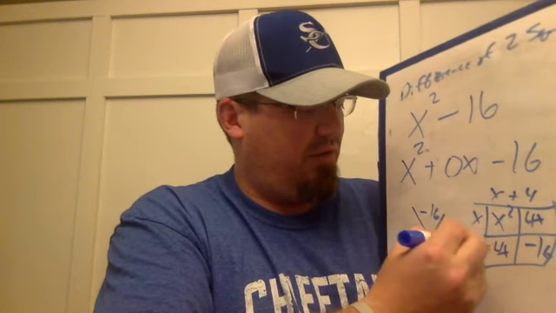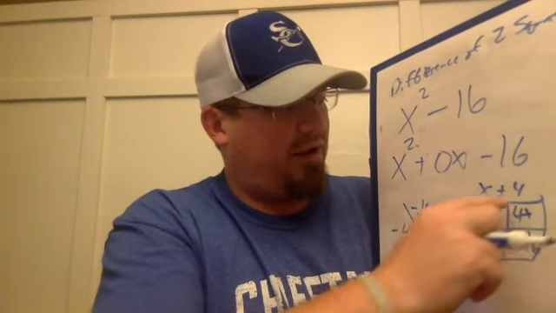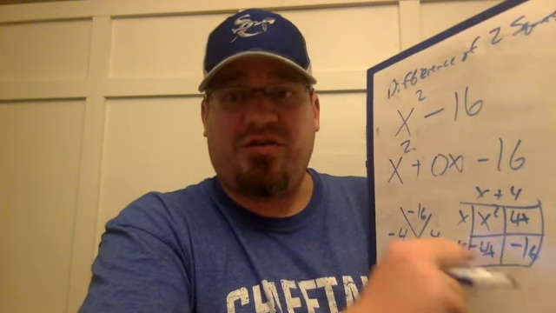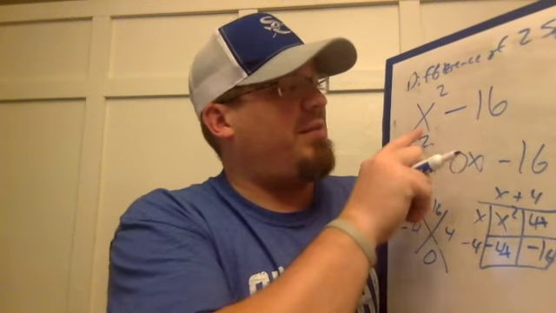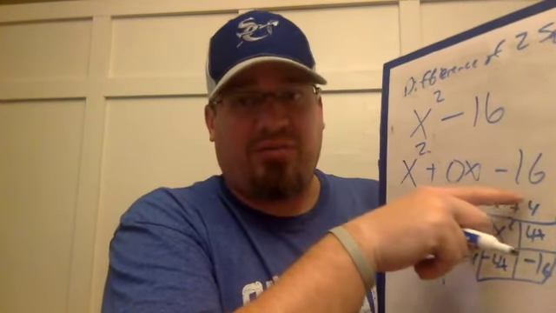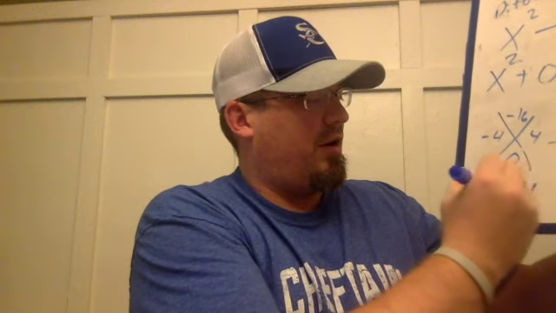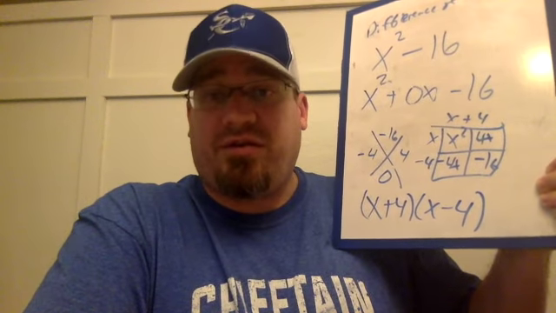That would be, of course, negative 4 times x gives me negative 4x, and then negative 4 times positive 4 is negative 16, so my box is complete. So that means x squared minus 16, or x squared plus 0x minus 16, if we factor it with the x box, would be x plus 4 times x minus 4. Okay, so this is the correct answer.